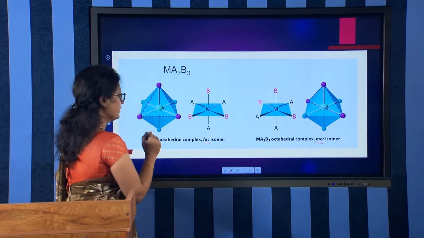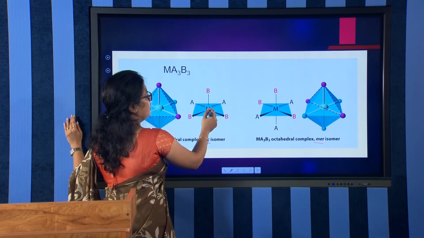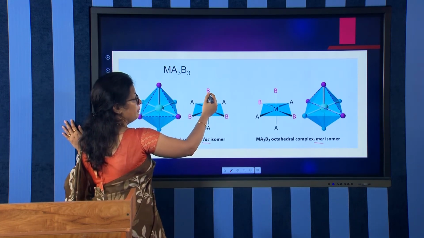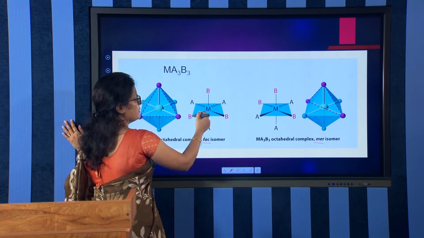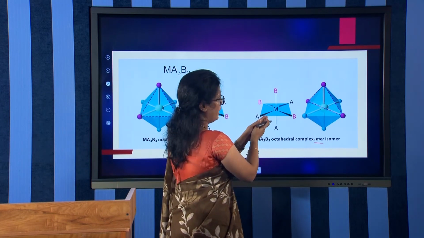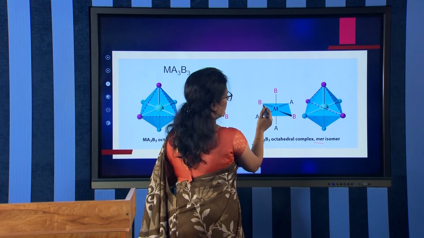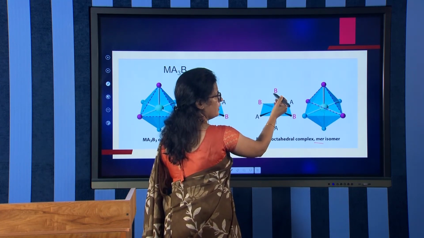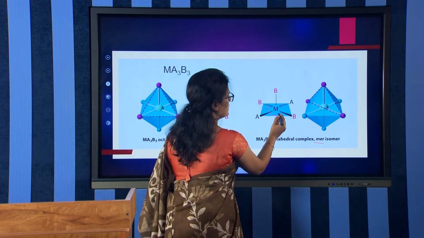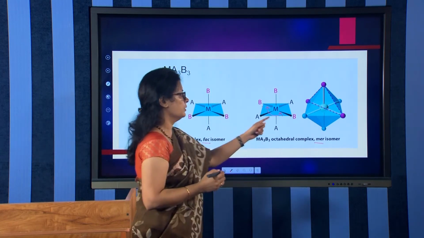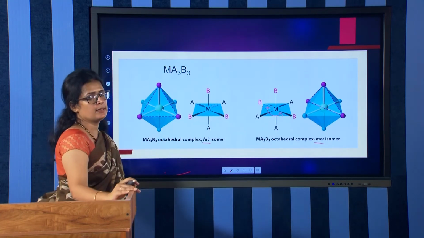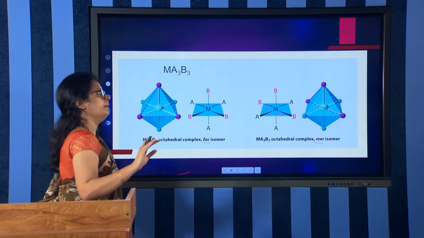MA3B3. In this case, all the similar groups are in the cis position. When I compare these three, this B is cis to this B, which is cis to this B. But when I discuss this complex, this B is cis to this, both these B are in a cis position, but this B is trans to this. So, we have a trans position here. So, I will call it MER, and if all these are in a cis position, we will call it FAC, FAC and MER in MA3B3.